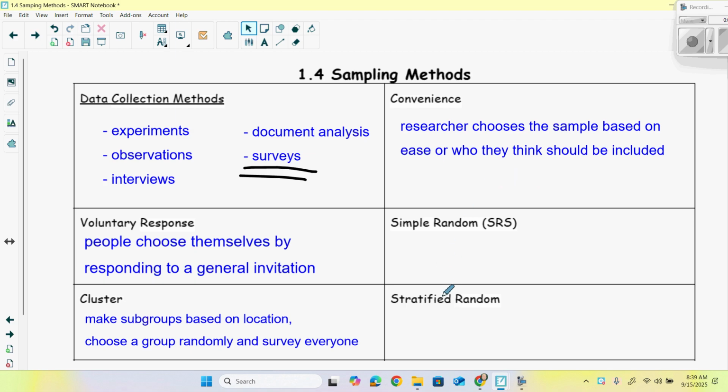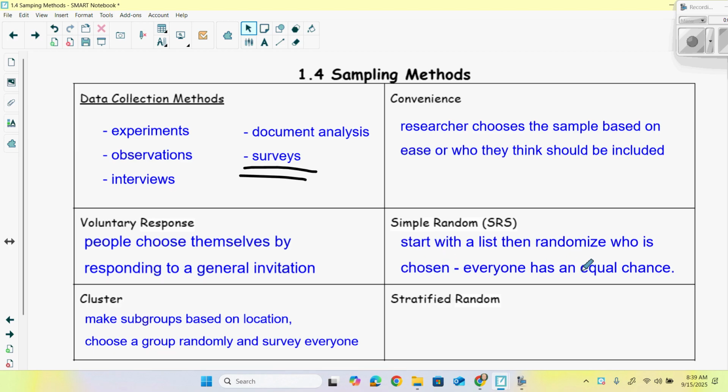And then these are our 2 best ones, simple random sample, SRS. Start with a list, then randomize who is chosen. Everyone has an equal chance. So we find a population, a sample that we can use, and then we try to randomly choose out of them.